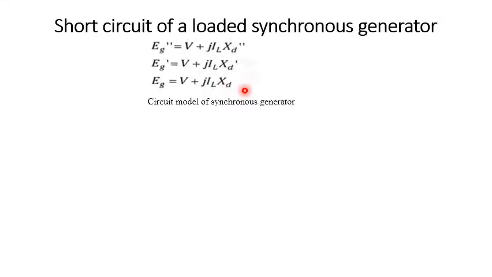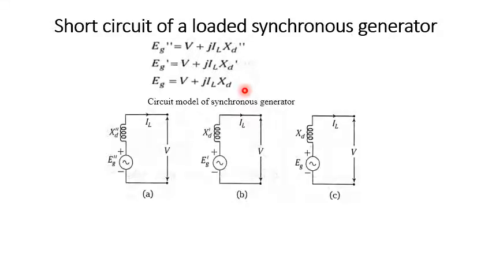So these are the circuit models of the synchronous generator which are shown here. Subjected to the different conditions, for subtransient, transient and steady state, the EMF will be the subtransient EMF and the reactance resulting in the load current, and this is for the transient EMF, reactance and load current. Similarly for the steady state Eg, Xd and the IL value.